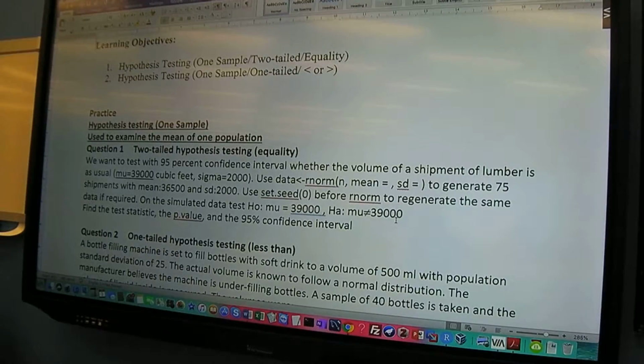This is called a two-tailed test. Why two-tailed? Because I'm checking whether it's equal or not from both sides. But the second one, greater than or less than, this is called a one-tailed test because I'm checking either less than, which will be your left tail, or greater than, which will be your right tail. So this is called a one-tailed test.